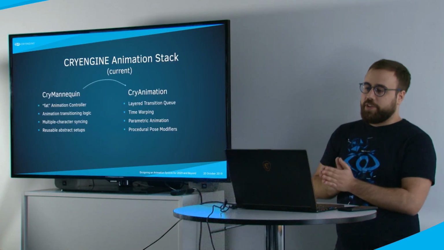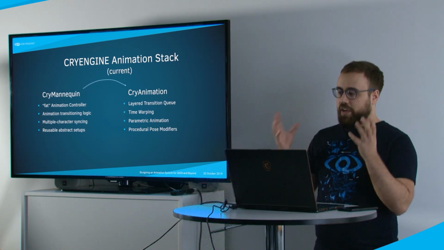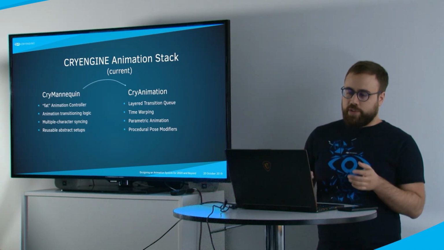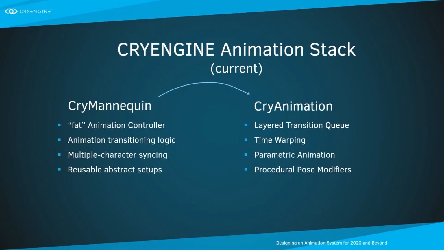Alright, so what do we have currently in CRYENGINE? First of all, we have a two-module system, right? So we have a higher level module called Mannequin and a lower level module called CRYAnimation. So Mannequin deals with all of the smart logic of playing animations. It's what we call a fat animation controller. Why do we call it fat? Because it has lots of complexity, lots of different features inside of it. It deals with transitioning from one animation to another, syncing multiple characters, creating these reusable setups.